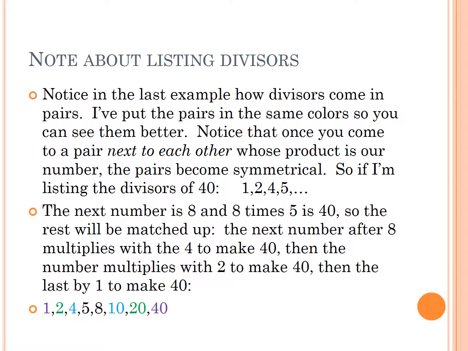So I have the 5 times 8 in the middle in black. Around them, 4 times 10. Around them, 2's on the left, so 20 goes to the right of 10, and 1 goes to the left, and 40 goes on the right. It just will help you pair them up. That way you won't miss any of the divisors. And missing divisors could give you a wrong GCD, so we want to make sure we don't do that.